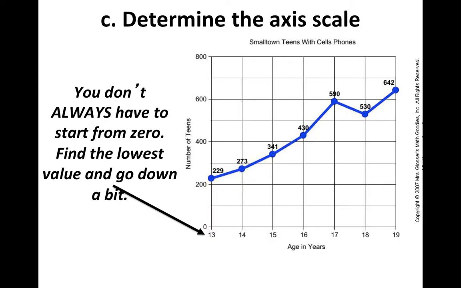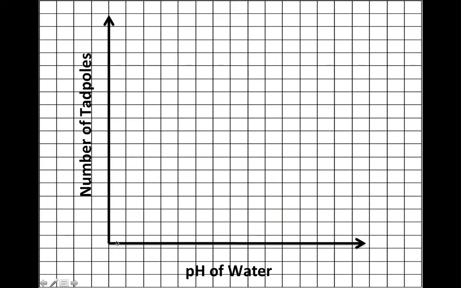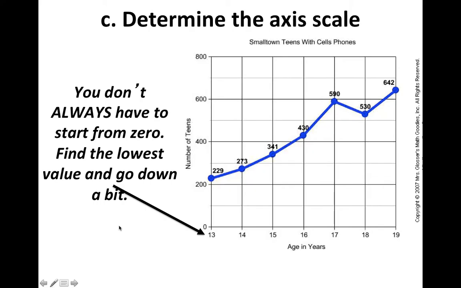All right, so C, this is the part that's probably the trickiest for you guys, is that you're going to determine the axis scale. So for C, put down determine the axis scale. And actually, I'm going to have you write down a couple of things besides C. Now, probably one of the biggest misconceptions is that students think that this has got to be 0. It doesn't have to be 0. So please, besides C, say you don't always have to start from 0.